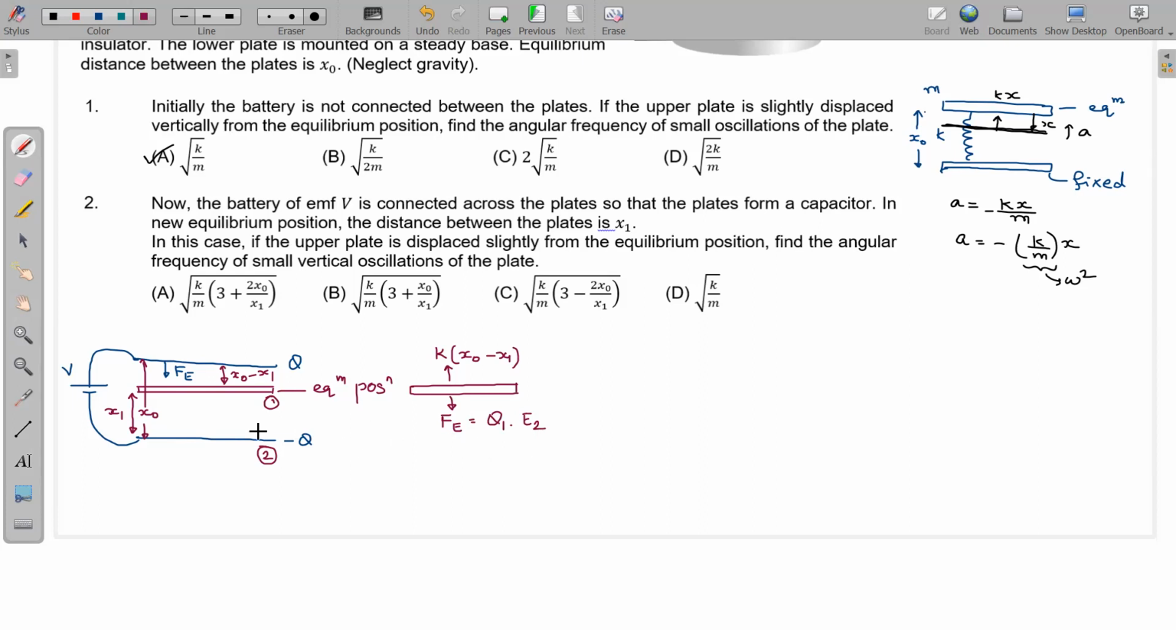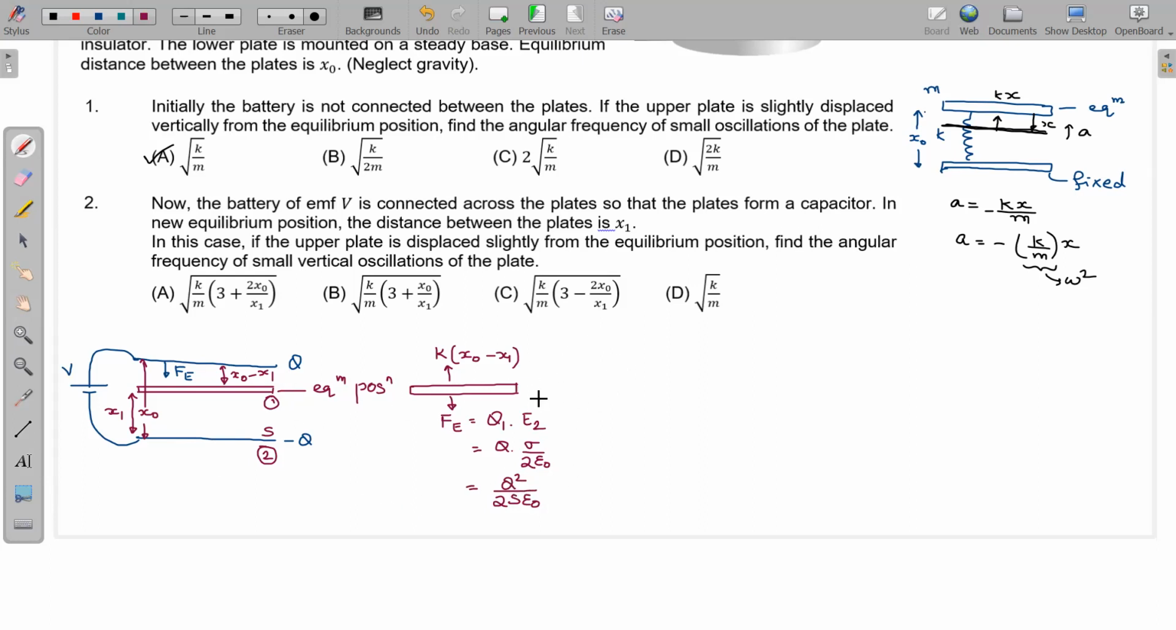Okay. So the plate area is given to us as S. So I can say that the charge on plate 1 is capital Q and electric field due to plate 2 must be sigma by 2 epsilon naught. This is the electric field due to any one plate. So what is sigma? Sigma is simply the charge on this lower plate divided by the area of this plate. So I can write this expression as Q square divided by 2S epsilon naught. This will be the electrostatic force of attraction between the plates.